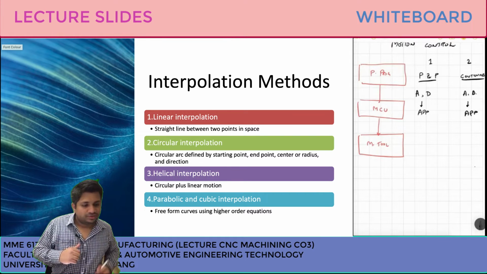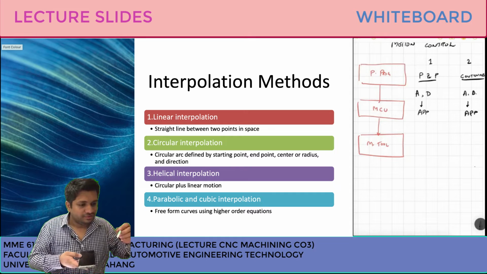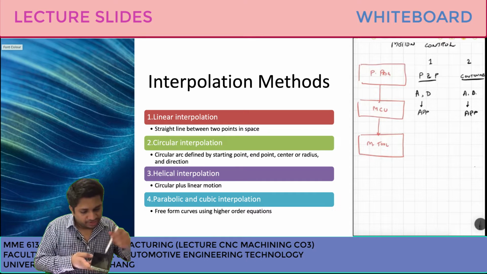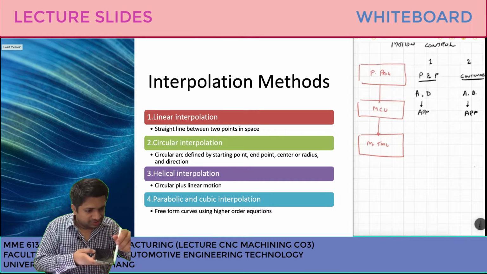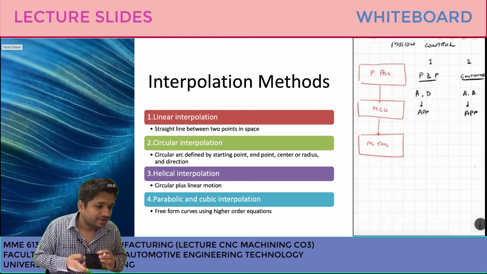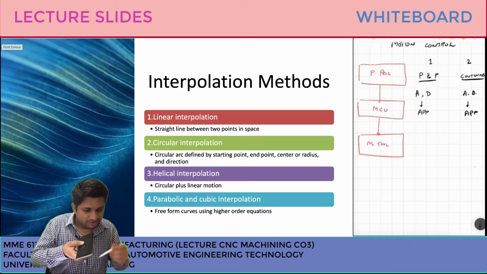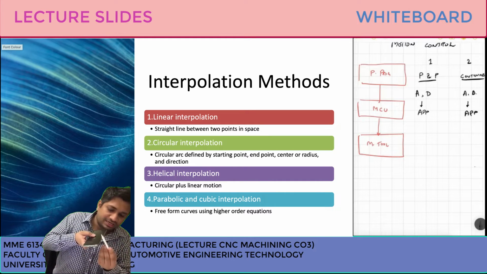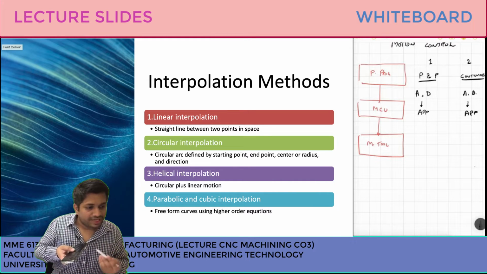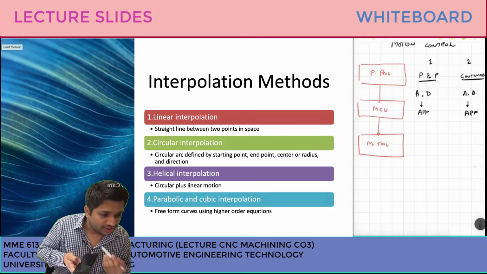Now that I know that I have to do machining either point to point or continuous, what are the different types of continuous machining? Is it a straight line? Now if you see this corner, this is a straight line. So in order to carry out machining, we have to perform interpolations.